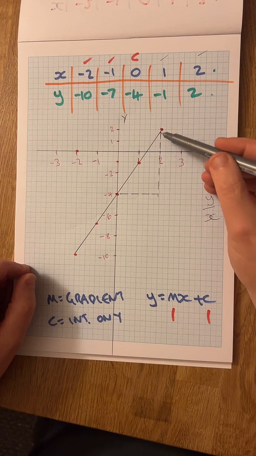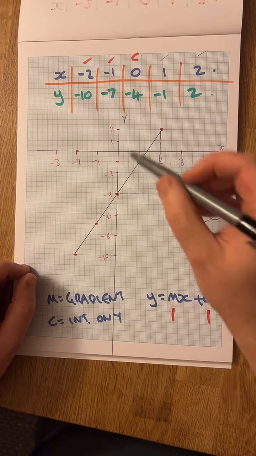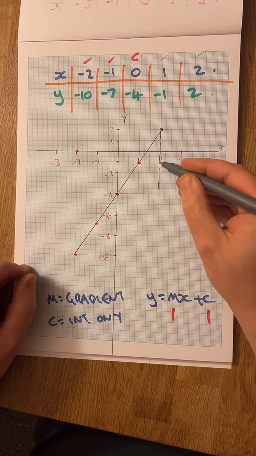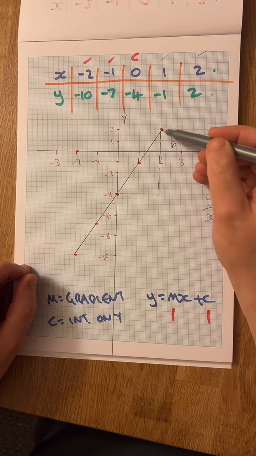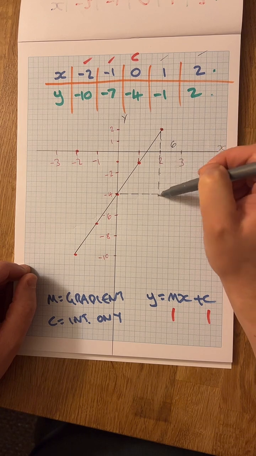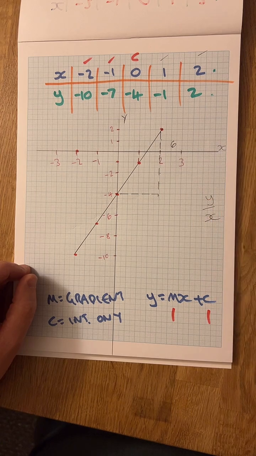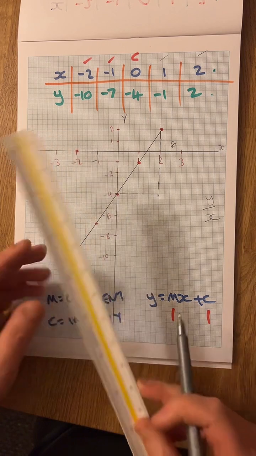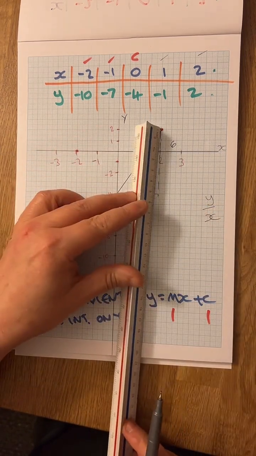So on my scale, 1 square is 1. So I've got 1, 2, 3, 4, 5, 6. I reckon that's 6 there. Count again: 1, 2, 3, 4, 5, 6. Because on my scale, 1 big square is 1. If you want to, you could measure it, but be careful if you're using a scaled ruler like mine. It should be 6.